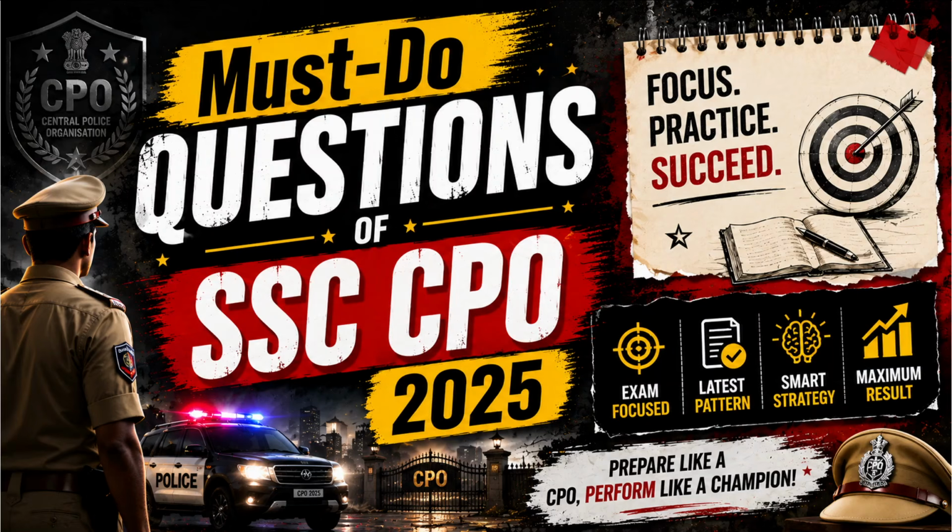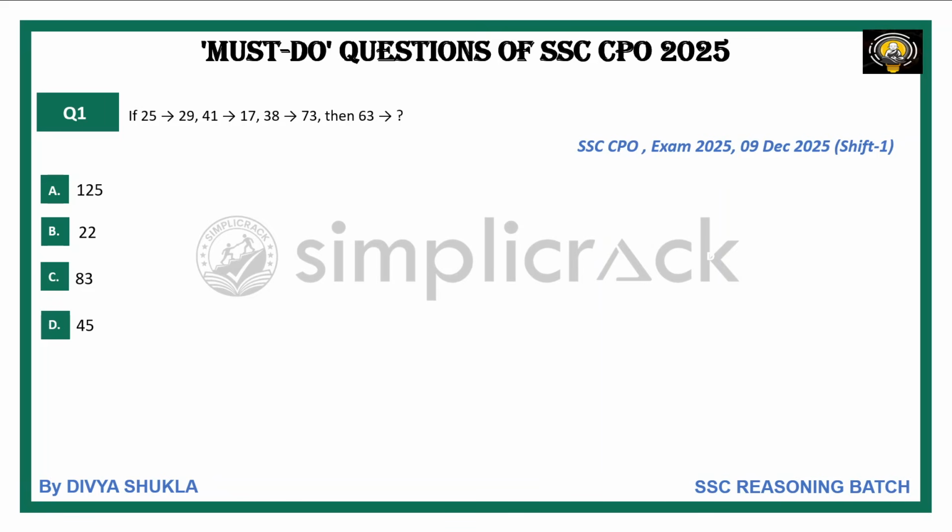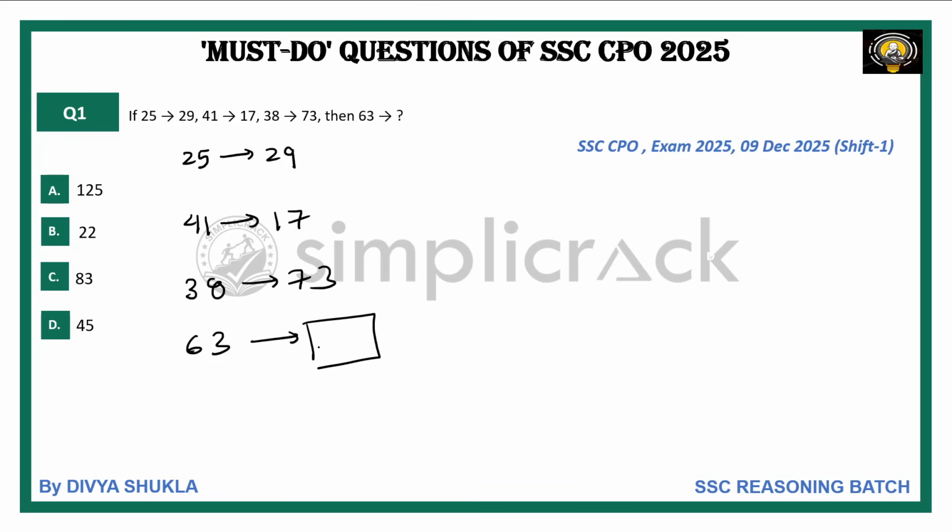So let's start this lecture with a very simple question. This is the first question of our class, and it was asked on 9th December 2025, shift 1. If 25 is related to 29 in a certain way, similarly 41 is related to 20, 14 is related to 17, in that same way 38 is related to 73. In the same way, 63 is related to which number?